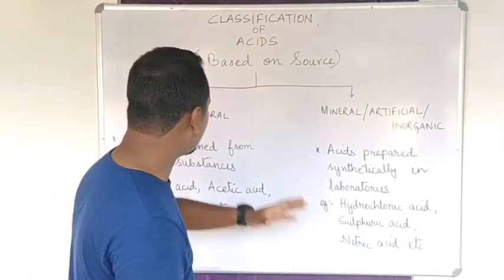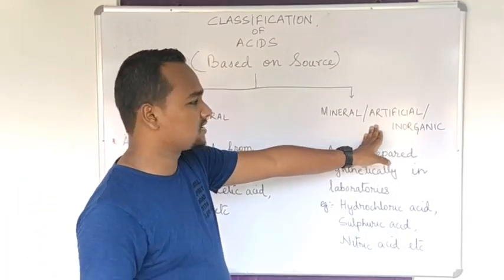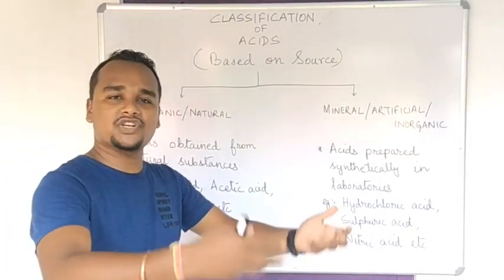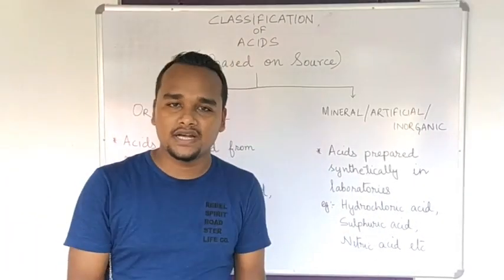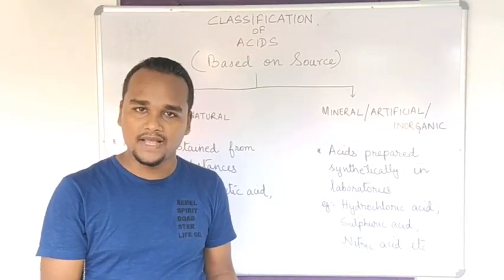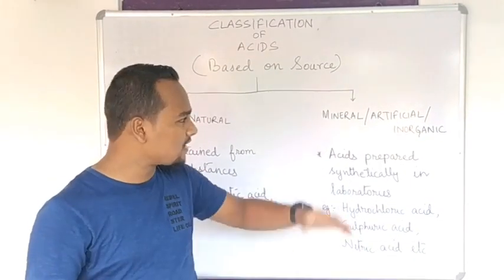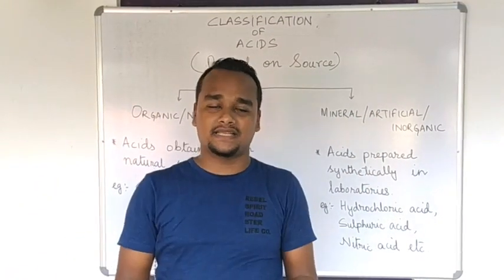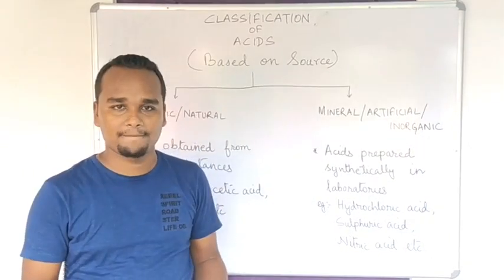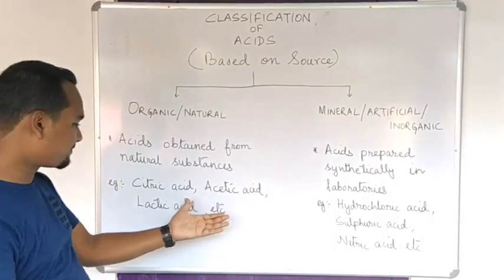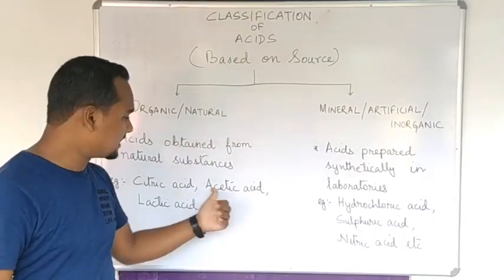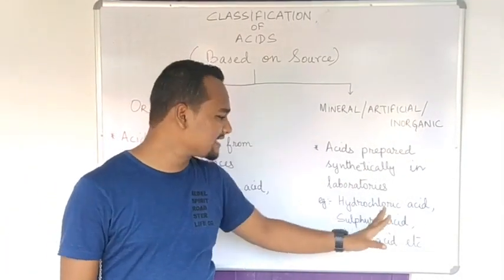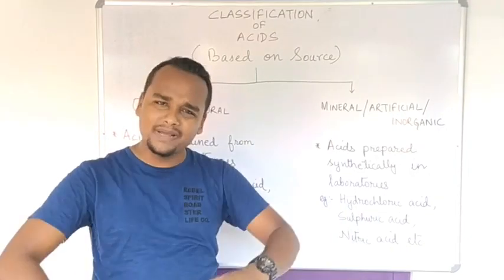I hope you have understood about the natural acids and mineral acids. Natural acids are obtained from natural sources. That means the acids we get from natural substances are naturally occurring acids. They are not corrosive like the mineral ones. And what are mineral acids? These are acids which are synthetically prepared in the laboratories. Once again, examples of naturally occurring acids are citric acid, acetic acid, lactic acid, etc. Examples of mineral acids are hydrochloric acid, sulfuric acid, nitric acid, etc. There are many more acids also.